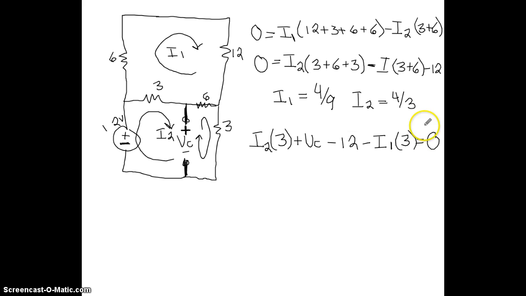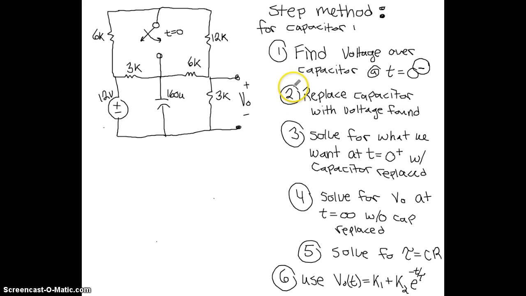Now that we know I2 and I1, we can plug those in and solve for VC. We get VC is equal to 9.33 when we plug those in. So now we know the voltage over the capacitor at time t equals 0 minus, which is right before the switch is switched. For the step method, we're now going to go back to that original circuit, switch the switch, and replace the capacitor with this voltage that we just found. So we're on step number 2 now.